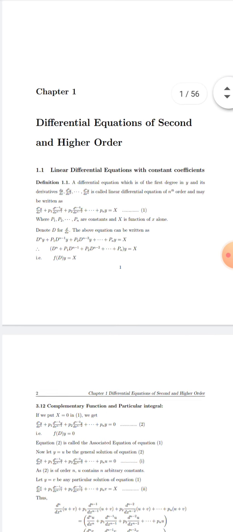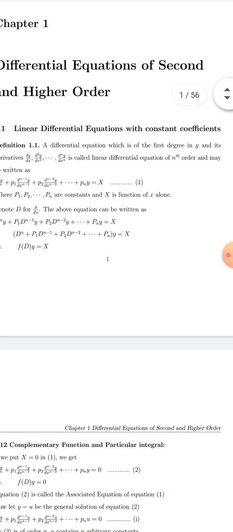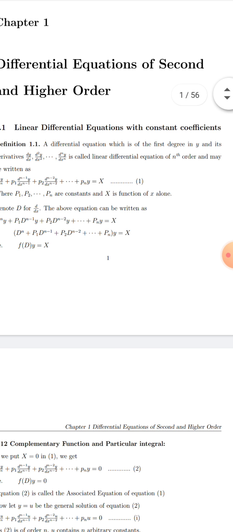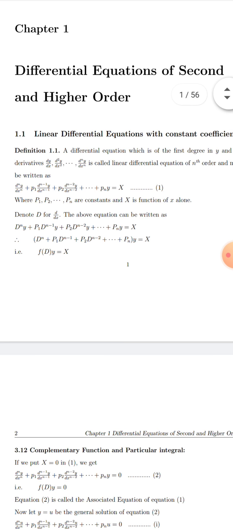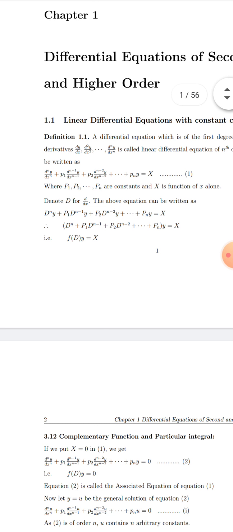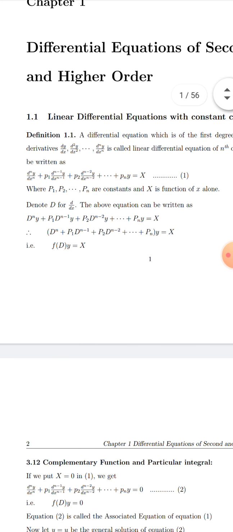A differential equation which is of the first degree in y and its derivatives dy by dx, d square y by dx square and so on, d raised to n y by dx raised to n, is called linear differential equation of nth order and may be written as d raised to n y upon dx raised to n plus p1 d raised to n minus 1 y upon dx raised to n minus 1 plus p2 d raised to n minus 2 y upon dx raised to n minus 2 plus up to pn y is equal to X, where p1, p2, pn are the constants and X is a function of x alone.